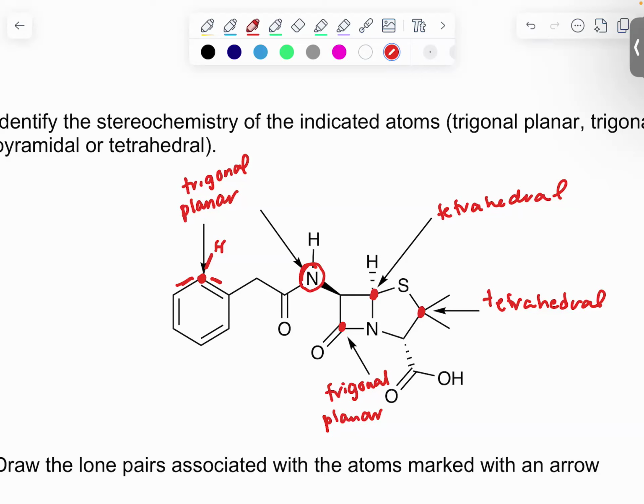Okay, so this one has to do with resonance because our little electrons here can turn this into a double bond and push electrons onto the oxygen, where we will then have a double bond there. So this one is also trigonal planar. If there is a double bonded oxygen as a neighbor, yes.